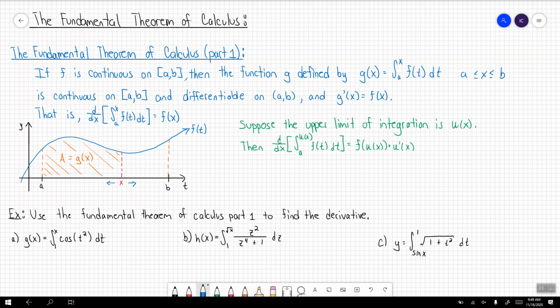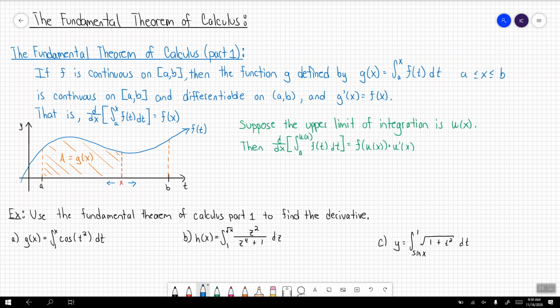The first part that we have here on screen says that if your function f is continuous on an interval from a to b, then the function g defined by g of x, which is defined as the integral from a to x of f of t dt, where x is bounded anywhere between a and b, is continuous on the interval from a to b, and it's also differentiable on the open interval from a to b. And we also want one more added result here, that g prime of x, in other words, the derivative of g of x, is going to be equal to f of x.